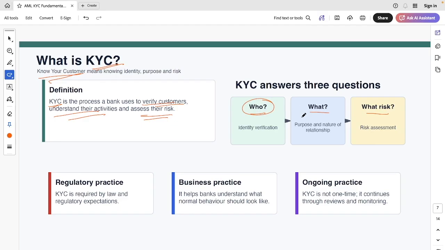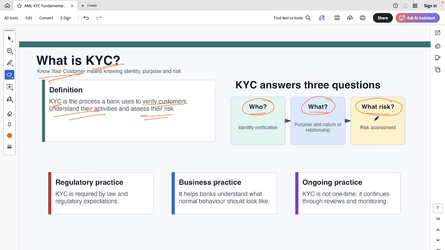And second is what. That asks what is the purpose of the banking relationship? Why does the customer need the account? What type of activity is expected? Is it a salary account? Is it a business account? Is it a trade account? Is it going to be payments? Is this a high value international payment? So that's the query that comes up. That asks what, and then what risk.